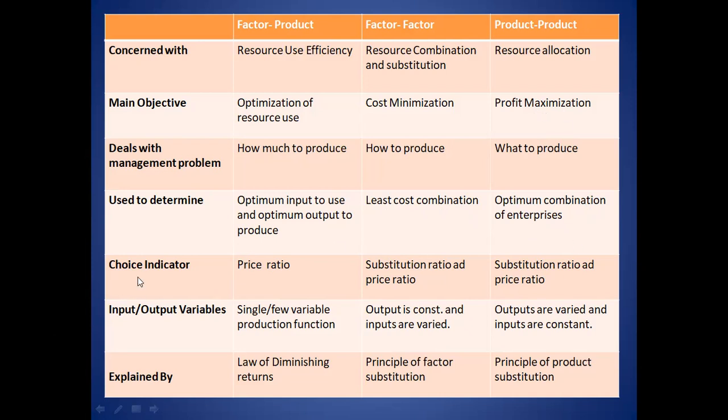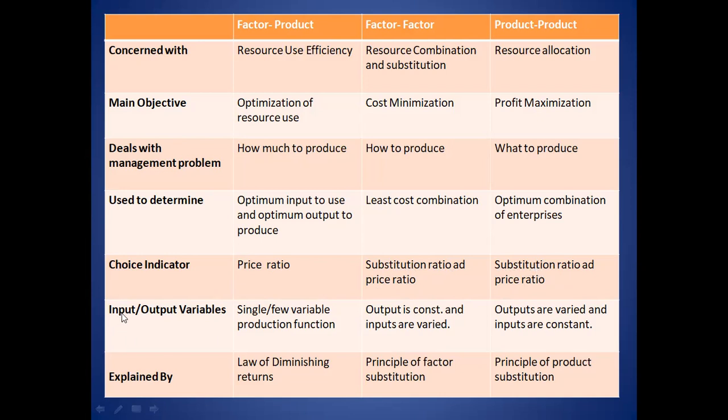Okay. Next is the choice indicator. In factor-product, our choice indicator is the price ratio. Here, for factor, the substitution ratio and price ratio, because we are substituting between two factors. So the price ratio is constant for all three of these relationships. Apart from that, the substitution ratio is added in case of factor and product. Why? Because in factor we are substituting between two factors, and in product we are substituting between two products.